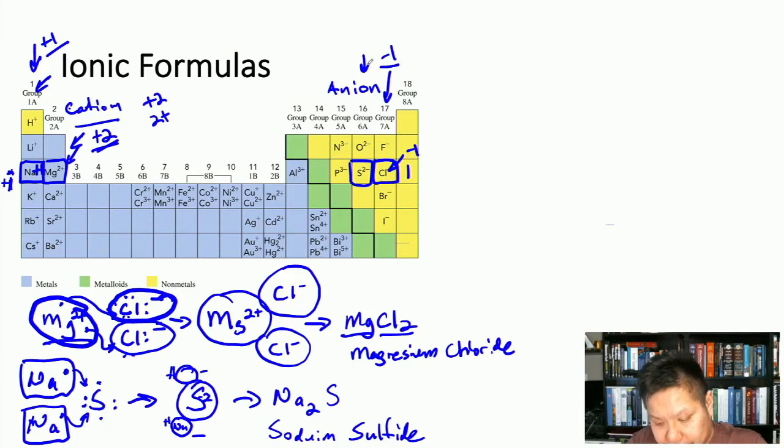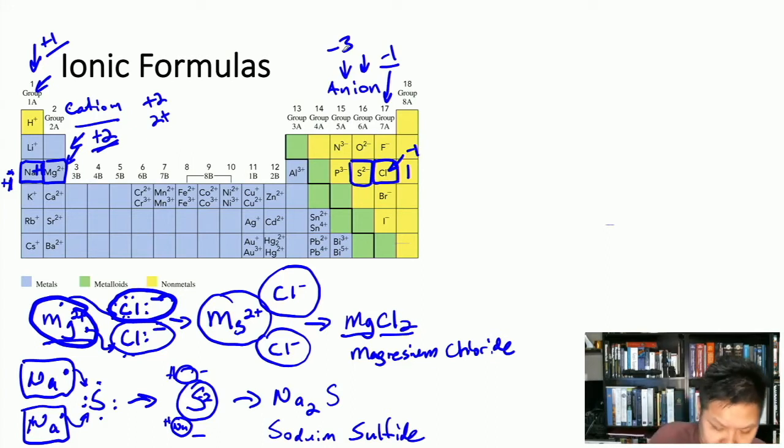The next group is group 5, over here, which includes phosphorus and nitrogen. 5 valence electrons means that it needs 3 electrons for a full outer shell, right? And when it gains those, it's going to have a -3 charge. So just by looking at where the ions are positioned on the periodic table, you can tell what the charges are, or how many valence electrons are available.